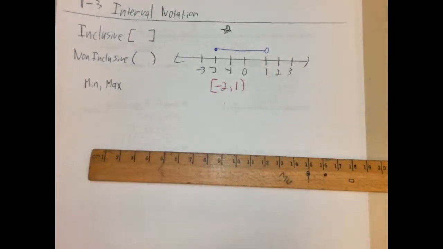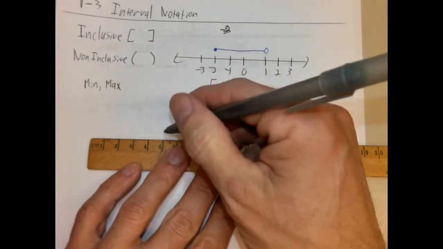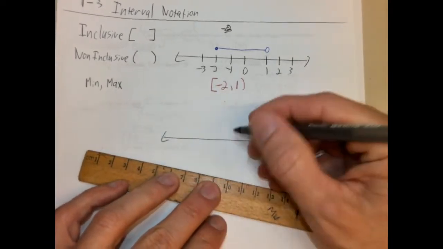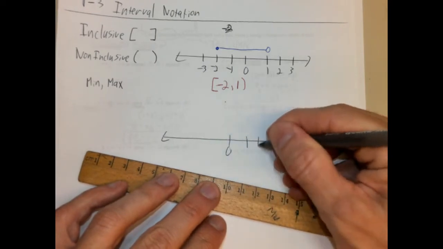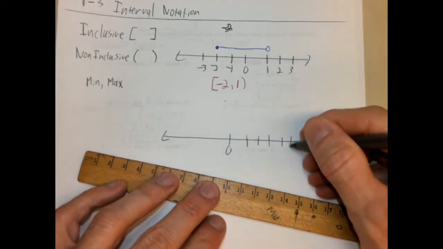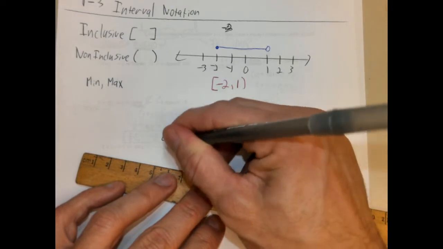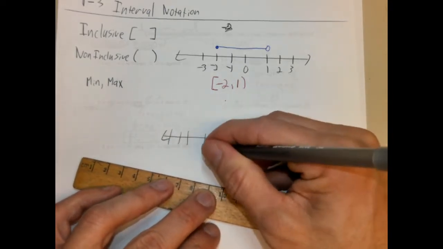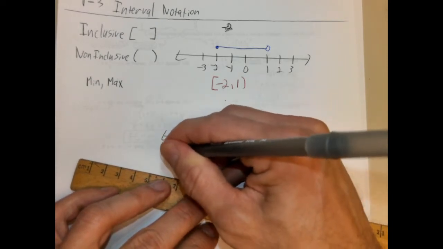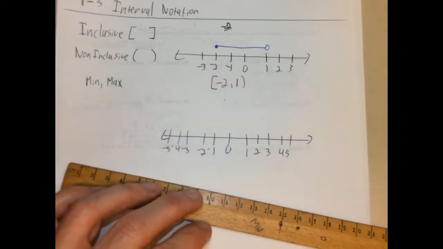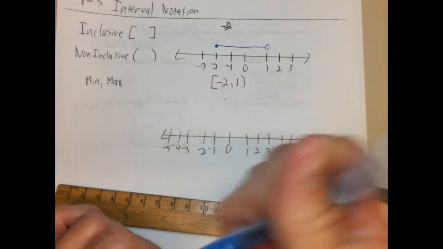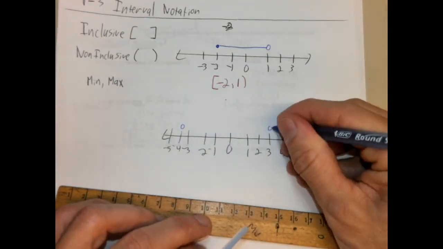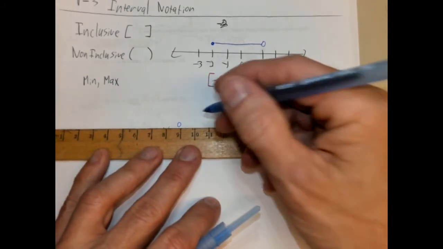Let's try another example. We'll do something very similar. So 0, 1, 2, 3, 4, 5, and 1, 2, 3, 4, 5 on the negative side. It's a little sloppy, but oh well, what can you do? Let's go from -4 all the way to 3, and we'll connect those.